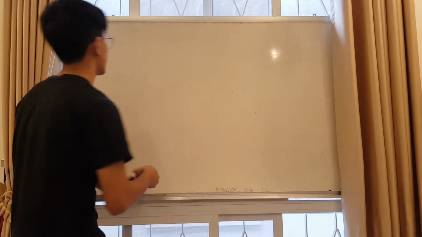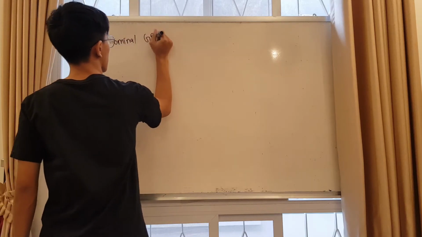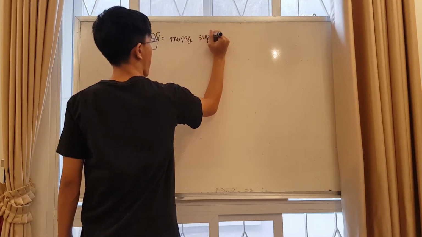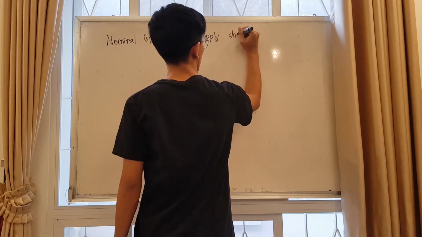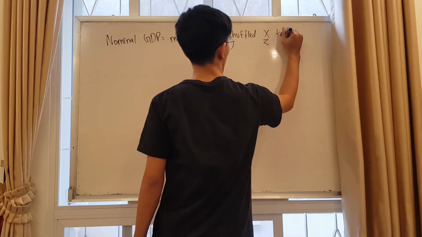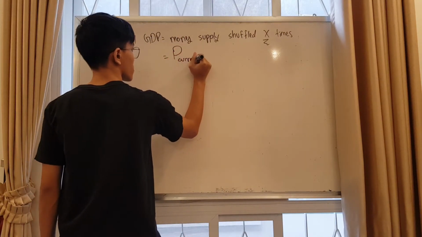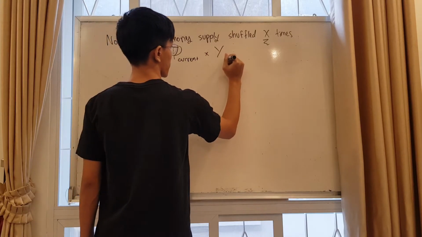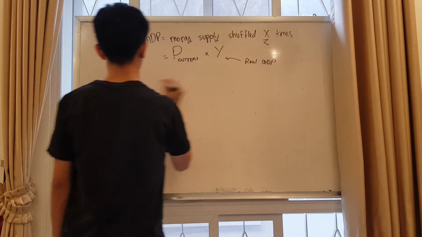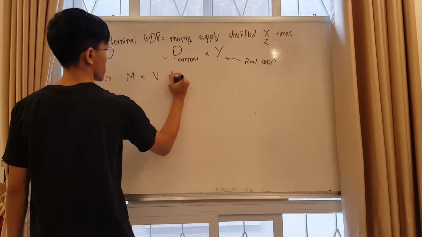We can say that the total nominal GDP can equal the amount of money supply being shuffled X times. Because GDP measures the exchange of final goods and services for money, we can think of it that way. But nominal GDP also equals current price times real GDP. So, money supply times velocity of money equals price level times real output. Therefore, V times M equals P times Y.